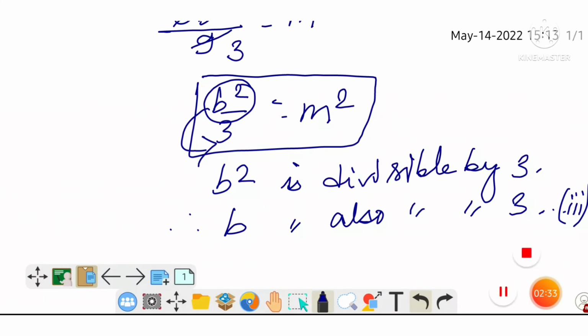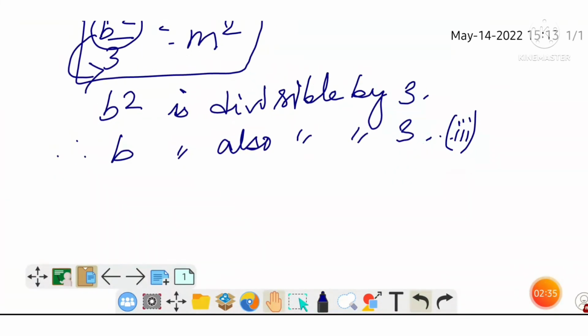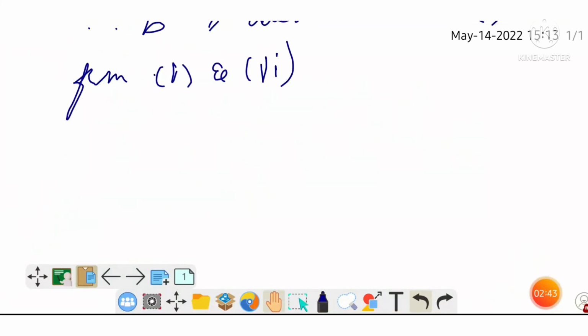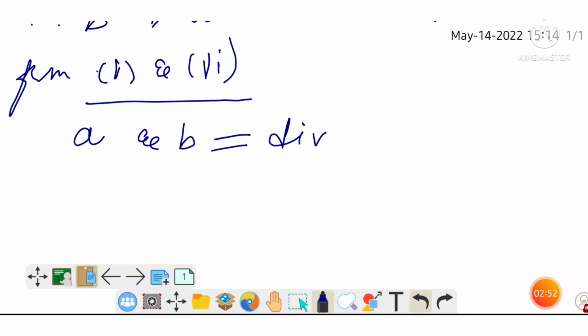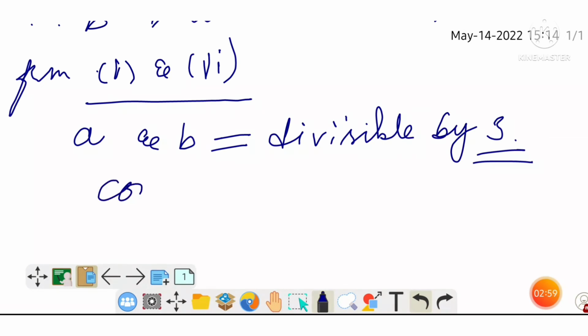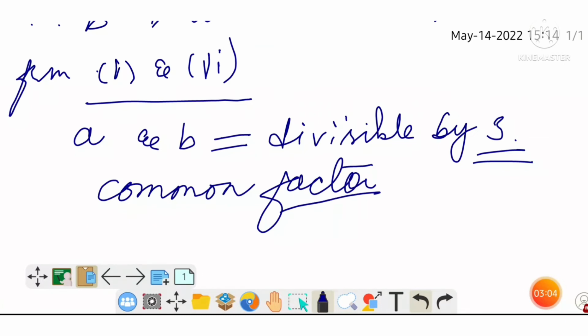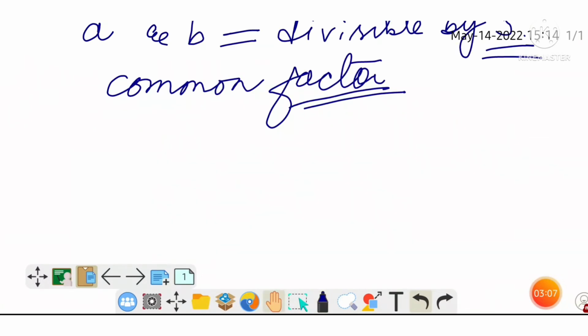As you can see, from equations 2 and 3, we got that a and b both are divisible by 3. So we'll write here: from equations 2 and 3, we got that a and b both are divisible by 3. That means both a and b have a common factor, that is 3.